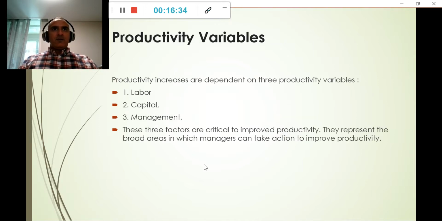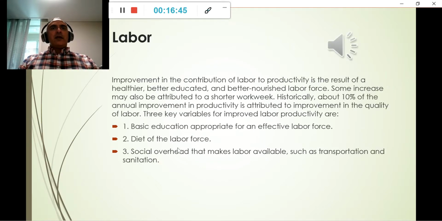Okay, so in this case we have productivity variables. Productivity increases based on three things. So I'm going to explain them here. Well, let's just go there. We go through the labor.